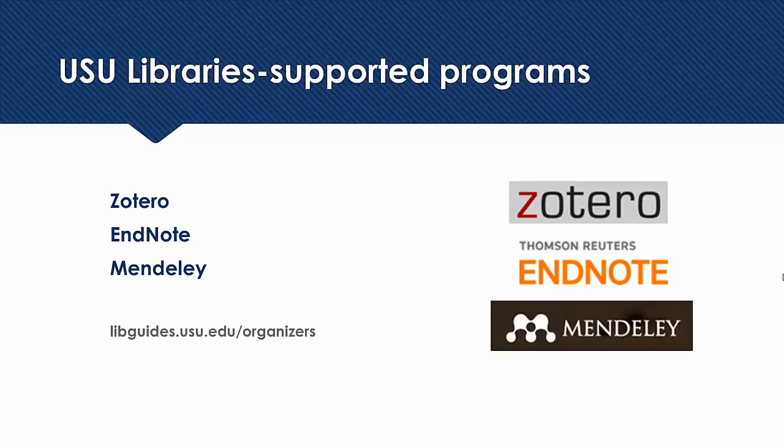At the USU Library, we support 3 citation management programs: Zotero, EndNote, and Mendeley. You can learn more about the librarians who help with these programs at libguides.usu.edu/organizers. Also on that guide, you'll find demonstration videos that will give you a sense of what these tools look like and what they can do.